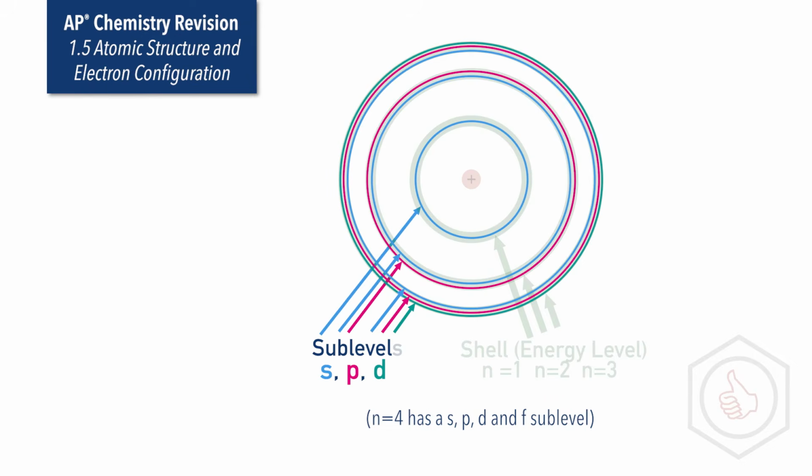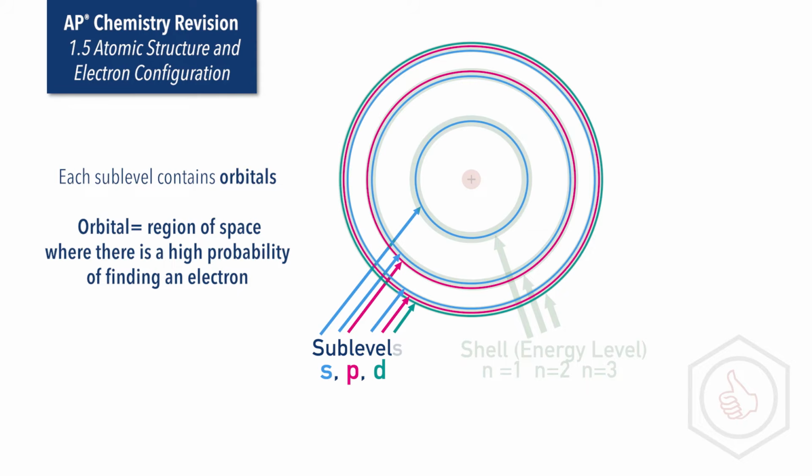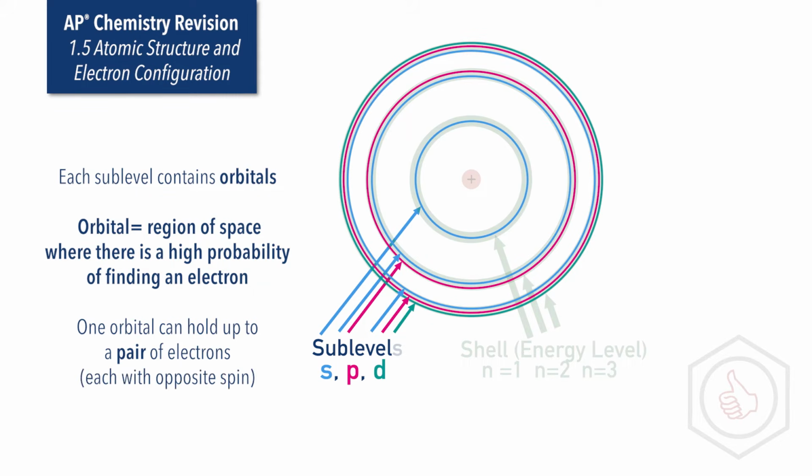Each sublevel contains one or more atomic orbitals. An orbital is a region of space in an atom where there is a high probability of finding an electron. Each individual orbital can hold up to 2 electrons, a pair, each with opposite spin. Different sublevels contain different numbers and shapes of orbitals.